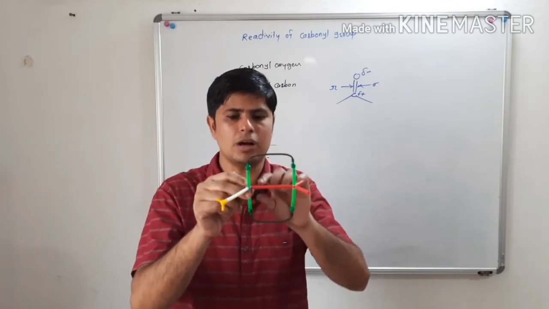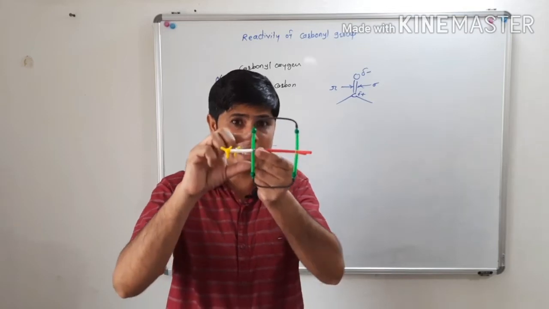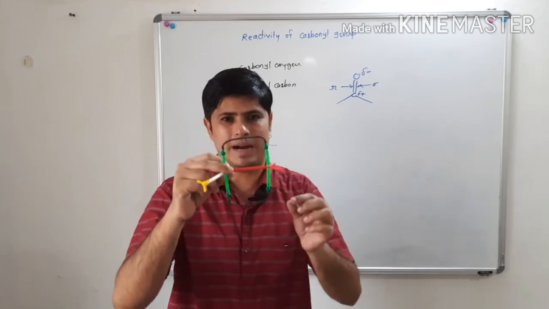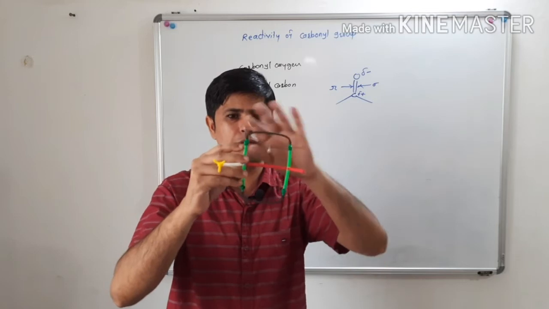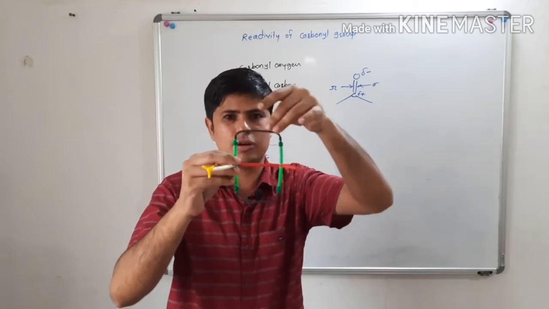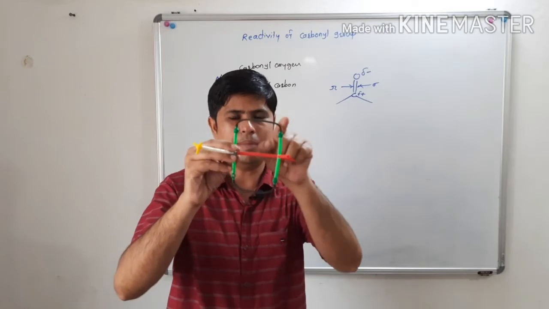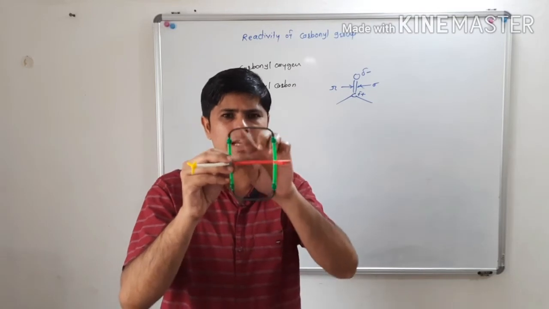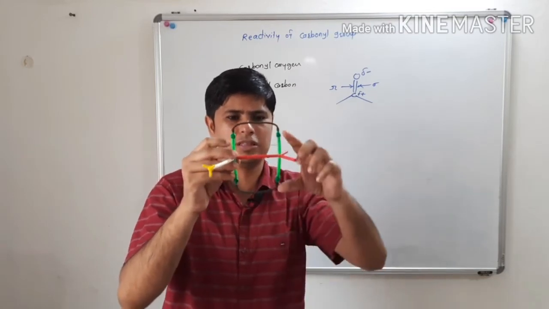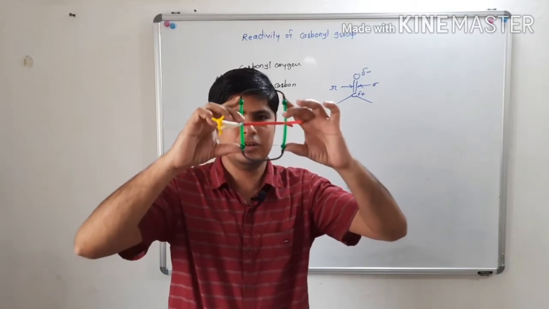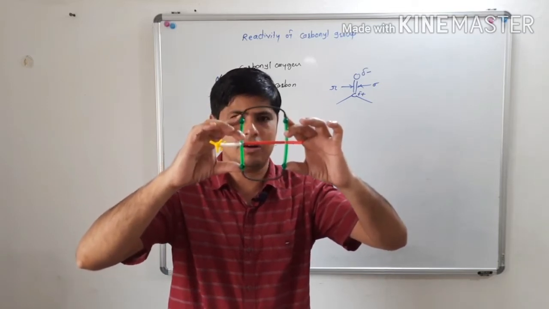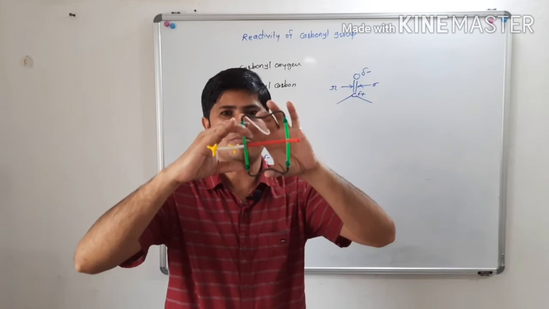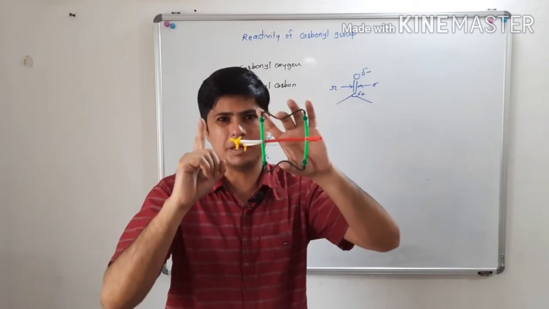This carbon has a green unhybridized p orbital, and this oxygen also has a green unhybridized p orbital. These two unhybridized p orbitals will overlap sidewise, which I have shown by the black bond. There is a sidewise or lateral overlap of these two green p orbitals to form a pi bond. So this is one sigma bond and this is a pi bond.